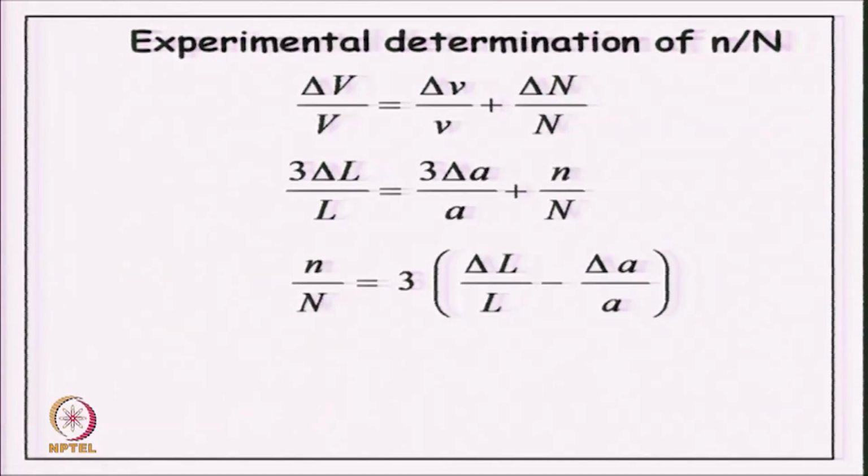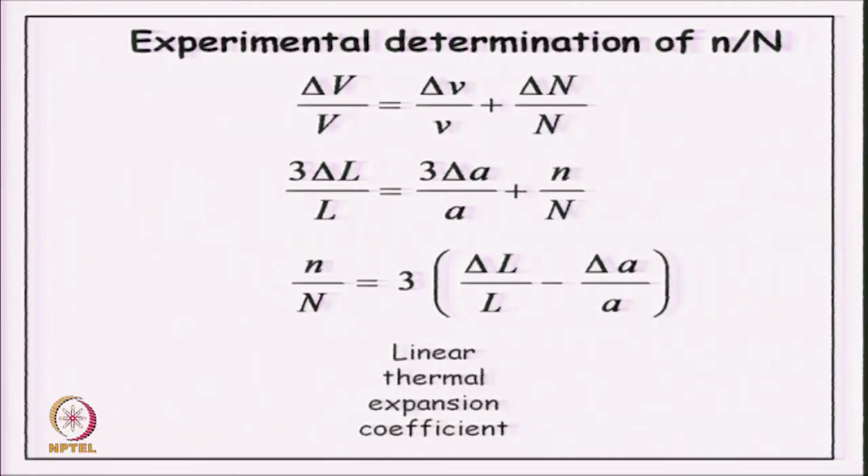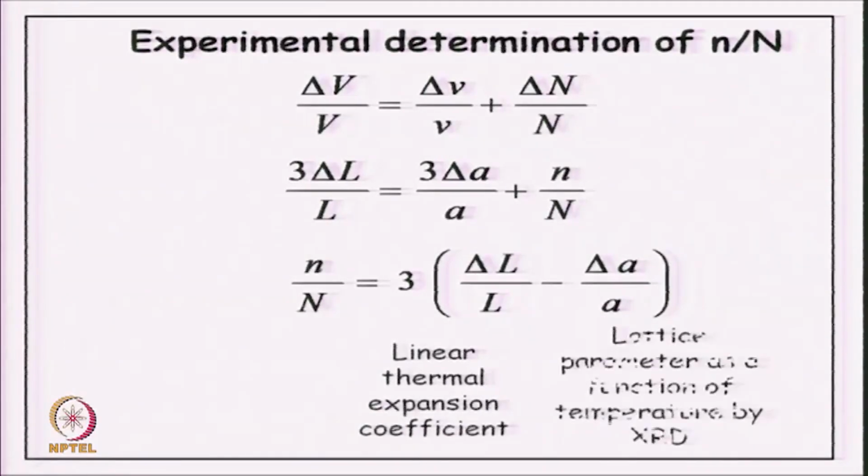If you do careful experiments, both the terms on the right-hand side can be measured. So, delta L by L is not the linear thermal expansion coefficient, it is due to the linear thermal expansion, and you can find that by thermal expansion experiments. And this delta A by A is the lattice parameter change, and if you do X-ray diffraction as a function of temperature, you can measure the change in the lattice parameter as a function of temperature. So, you can find delta A by A.